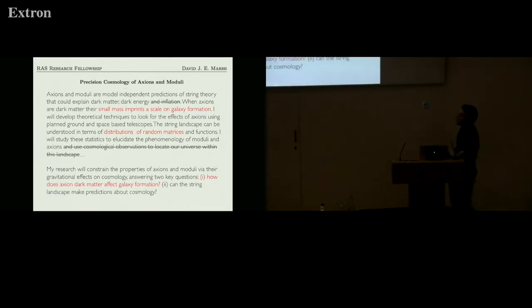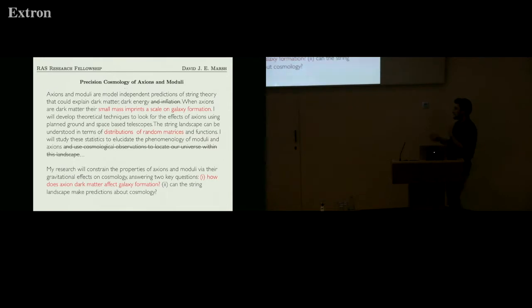If I want you to take away two things about the physics of axions and moduli from this talk, they are these. The very small mass of axions, I said 10 to the 15 times at least lighter than a standard WIMP, imprints a scale on galaxy formation. So the axion mass is related to a scale in cosmology. It's a cosmological scale.